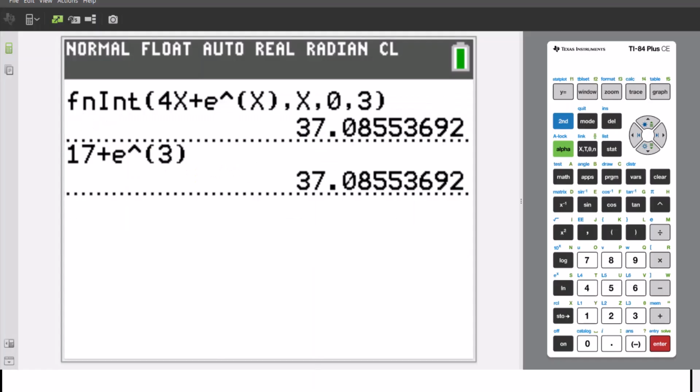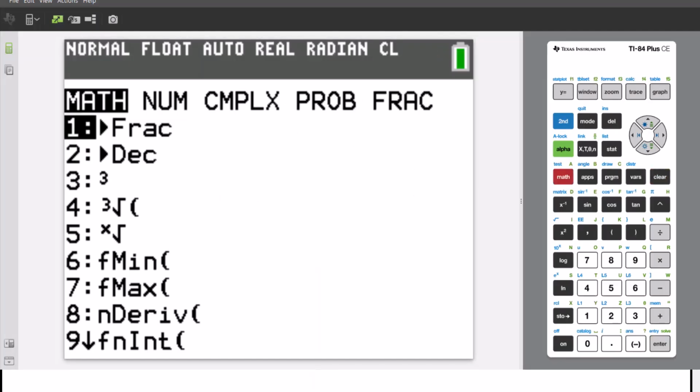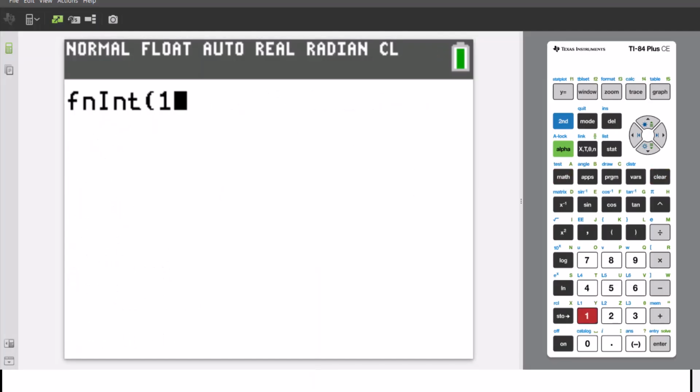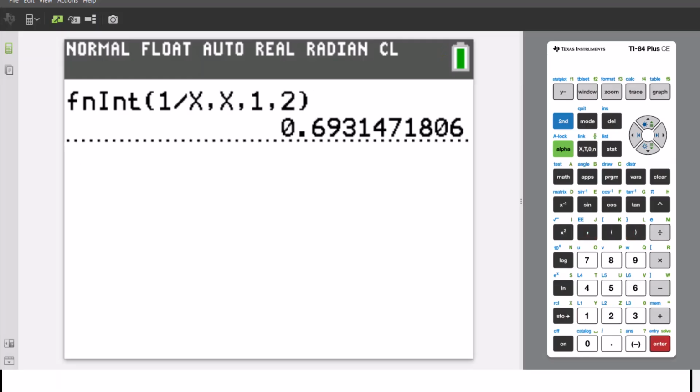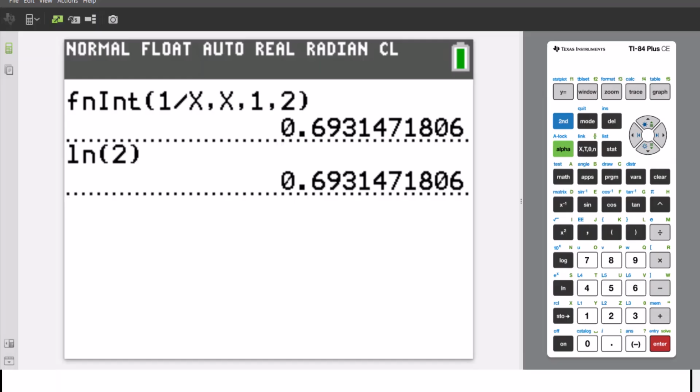And let's confirm with our calculator. So again, math 9, I'm going to type in the 1 over x first, then put the x in, then put the lower bound, then put the upper bound. And again, it's going to be a weird decimal that becomes visible on the screen. That will not be acceptable as a solution because it's not the exact value. The exact value is ln of 2. So let me plug in ln of 2 and show you that they are exactly the same.